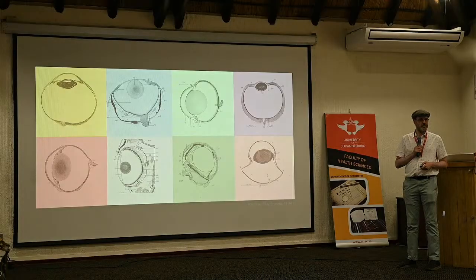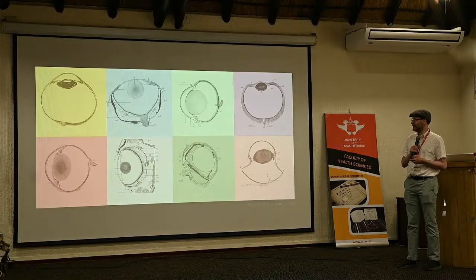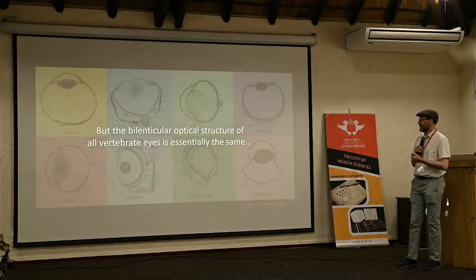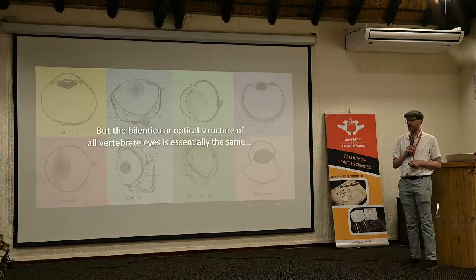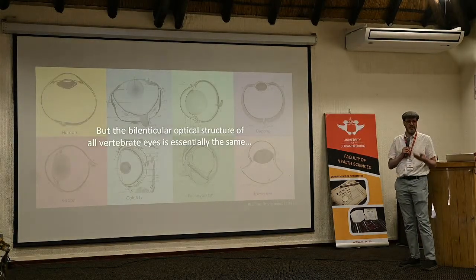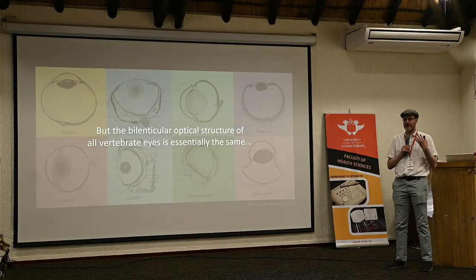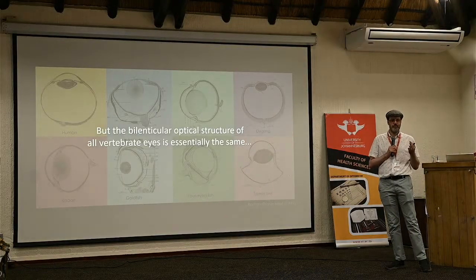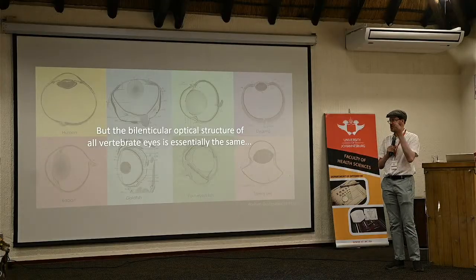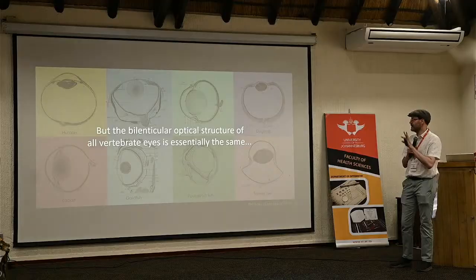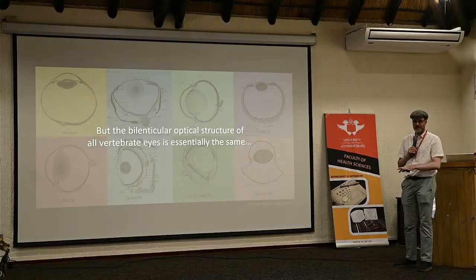I hope you can recognize the human eye. Which color is human? Yellow. Yes, exactly. So they all look different, but somehow these bilenticular optical structures essentially are the same. If you would create them as an eye model, it would be pretty much the same structure. You have a cornea, you have a lens, you have some distance in between, and a retina. That particular aspect remains constant in all these things, no matter what they do.